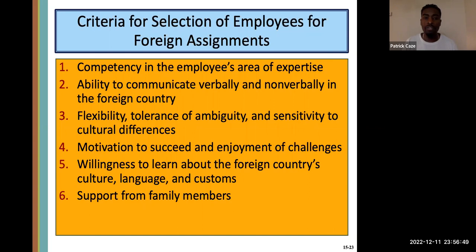Taking time to find out what the nuances of the language are, right? What are some of the body language things that you should avoid? What colors should you not wear? Stuff like that, right? What should you not say? Okay. Flexibility, tolerance of ambiguity, and sensitivity to cultural differences, right?